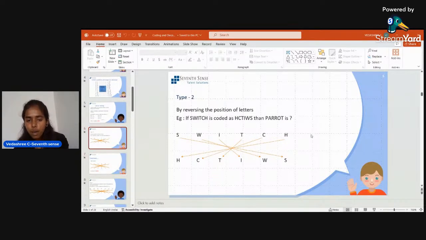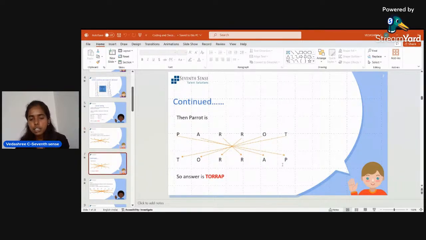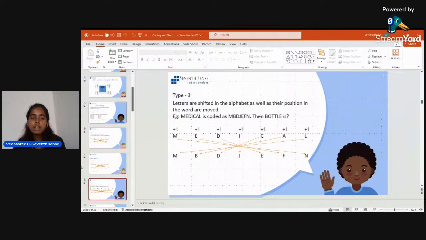Next, here we have a question: then parrot is. So just reversing the positions. Parrot: P to the right, T to the left, A to the right, O to the left, then R to the right and R to the left. So this is the type 2 problem in letter coding. So next we'll move on to the type 3.